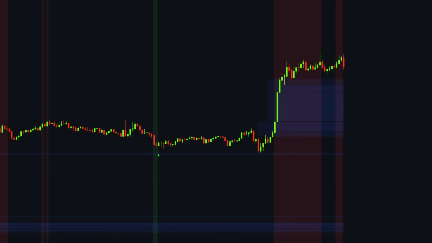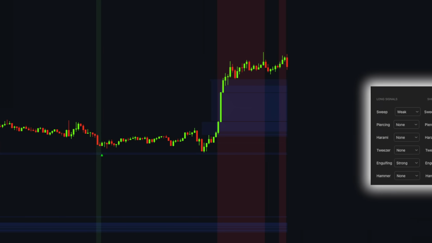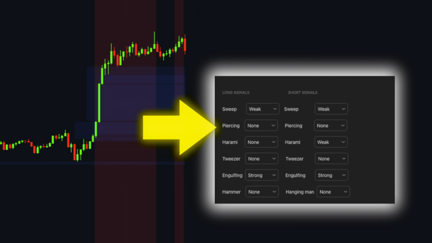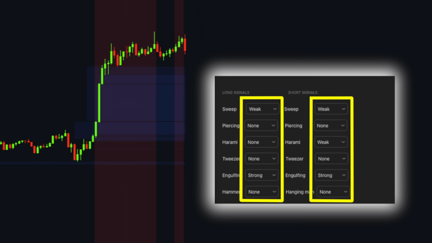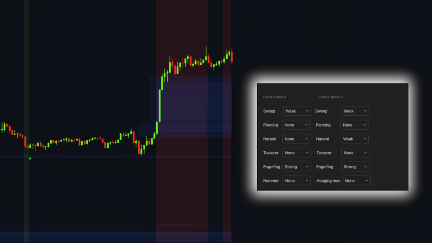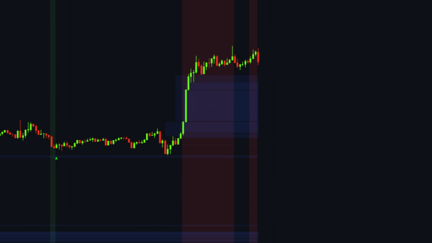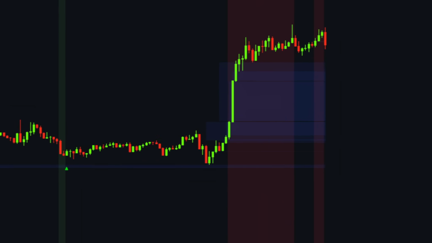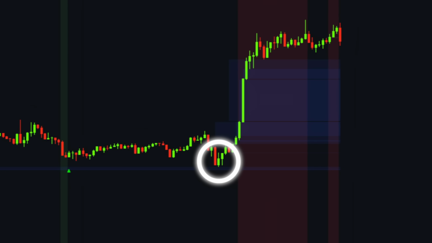The combination of RSI thresholds with candlestick patterns such as engulfing, tweezers, hammers, and piercing patterns adds a layer of confirmation to the analysis. You can even customize the strength of these signals, choosing whether you want to filter out weaker patterns or focus solely on the strongest ones. One of the standout features of this indicator is its incorporation of fair value gaps. These gaps represent price inefficiencies that the market is likely to revisit before continuing its trend.